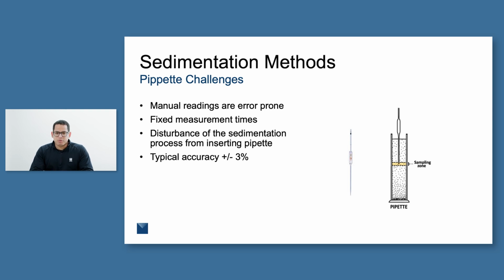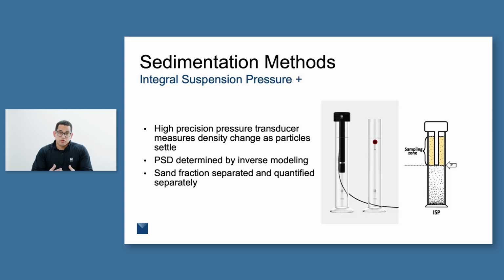And similar to the hydrometer method, we still have issues with the disturbance of the sedimentation process from inserting the probes. The pipette itself is a little bit smaller, so the disturbance is also smaller, but that process of actually extracting a sample from the cylinder does disturb the sedimentation process a little bit. So there's some potential errors there. And the typical accuracy of the pipette method is still plus or minus 3%. So again, not a huge improvement in accuracy, but it is still referred to as the gold standard method for making these measurements.